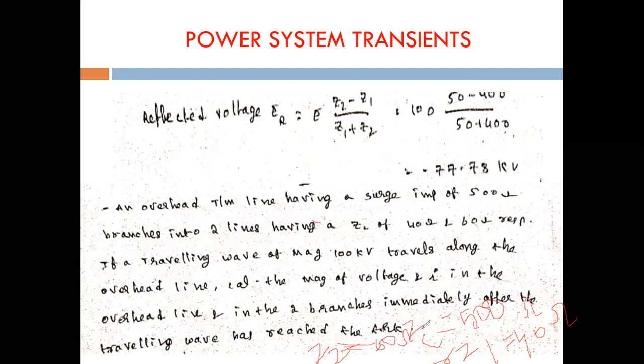Therefore the surge impedance, that is ZC. ZC is equal to 500 ohms. Z1 is equal to 40 ohms and Z2 is equal to 60 ohms. If the traveling wave is of magnitude, that means the voltage E is equal to 100 kilovolts.